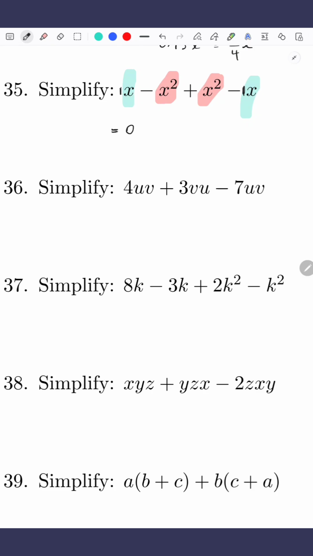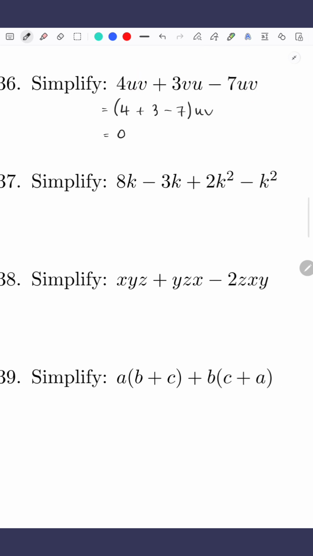Simplify. We can't get enough of these simplifies. UV, VU, UV, all the same. So don't be fooled. 4 plus 3 minus 7, UV. And that's 7, take away 7, which is 0.